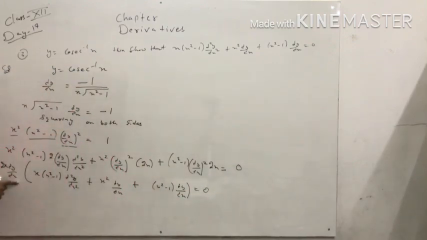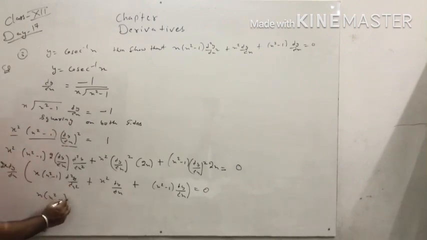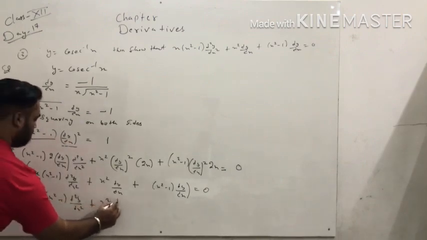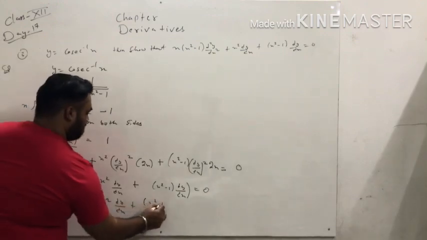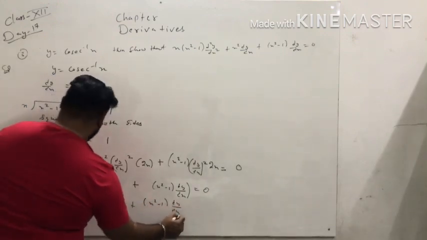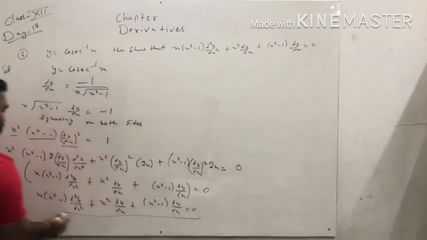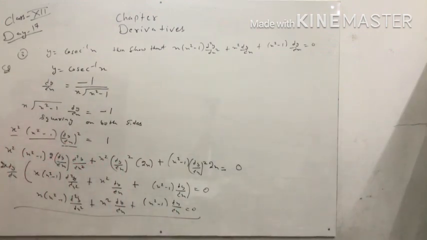So when we shift this term to right side, the value of this equation becomes 0. So in this way we can solve the given equation and we can find the value of given equation equals to 0.